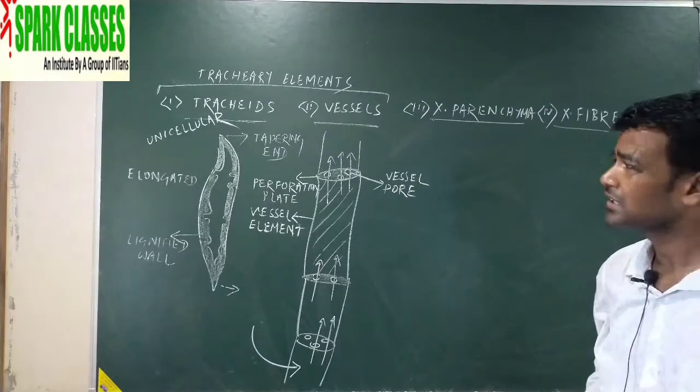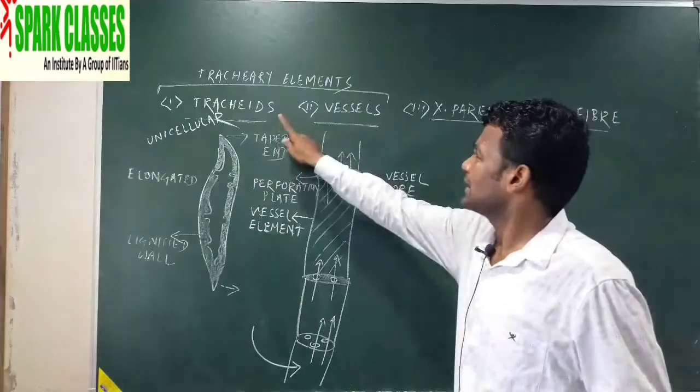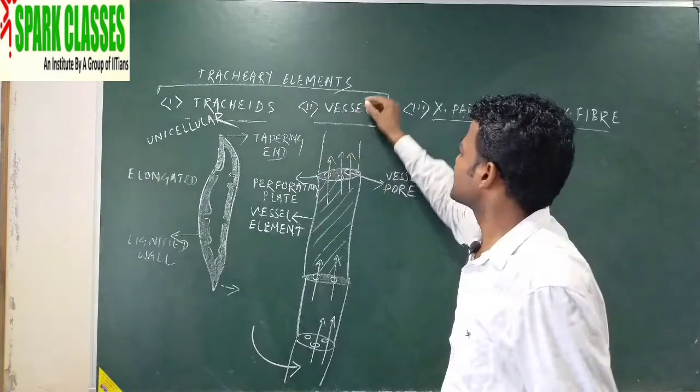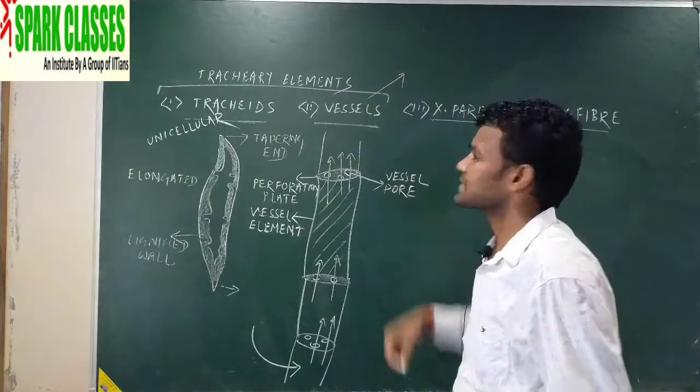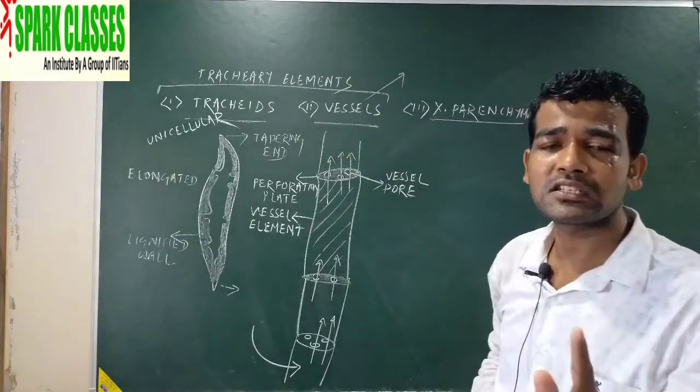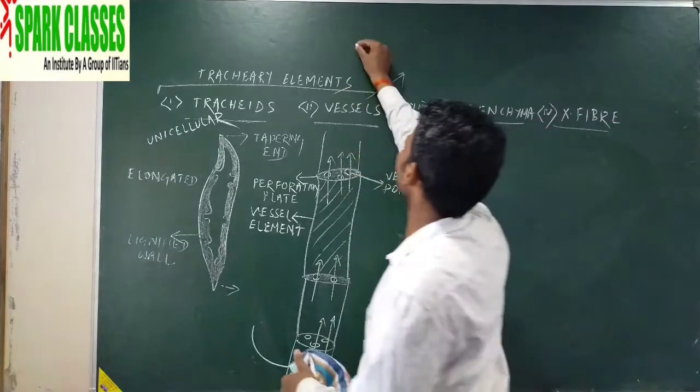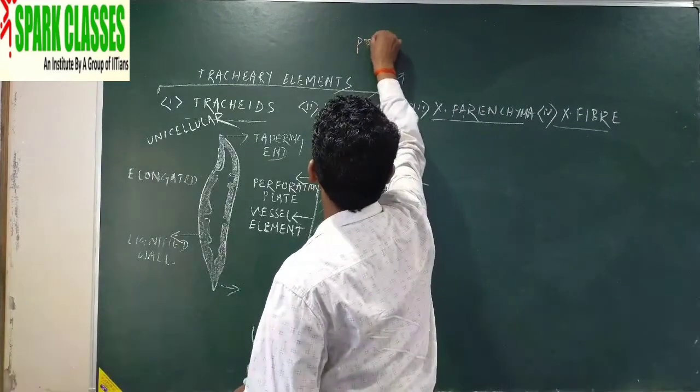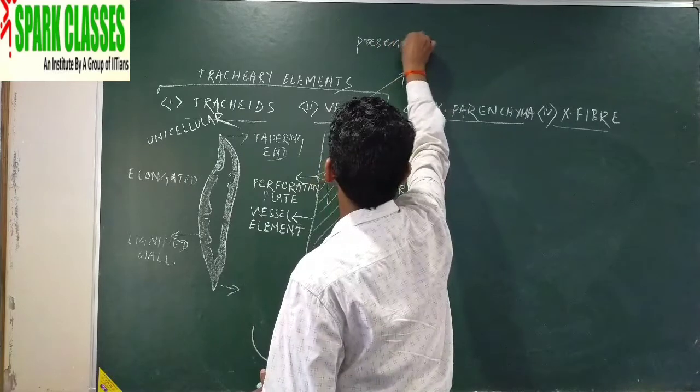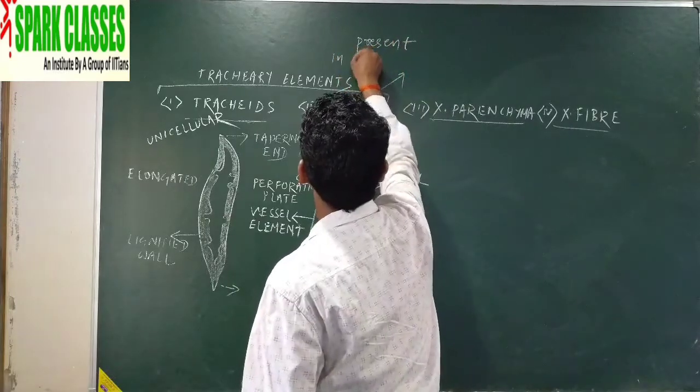Another important characteristic. Out of these tracheary elements, tracheid and vessel, the vessel is not found in all plants. Vessel is the only characteristic of angiosperm, present in angiosperm. You have to remember, this question is asked many times in NEET. Present in angiosperms.